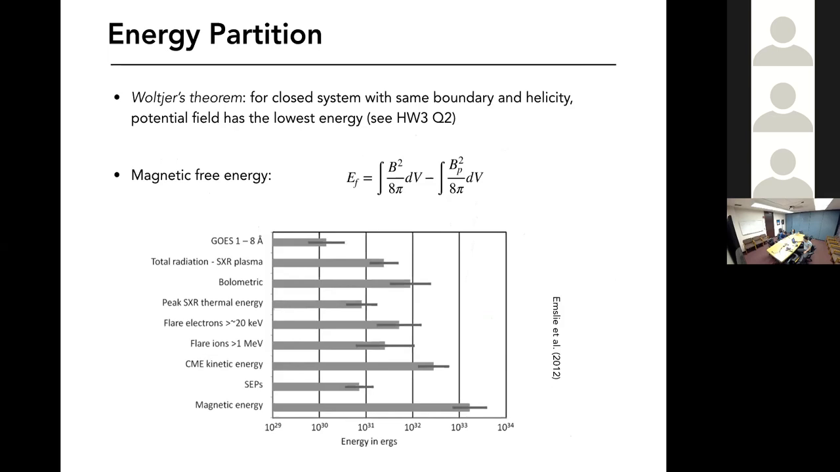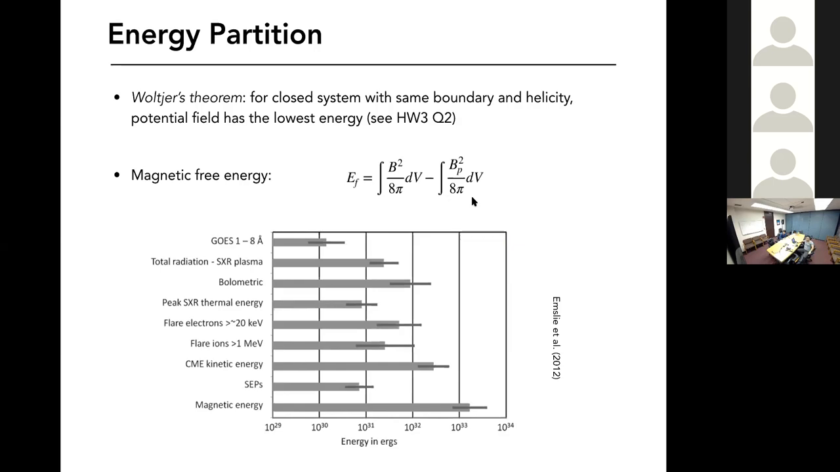The energy: I mentioned Poynting's theorem. You are actually going to try to prove that. It's not that difficult if you actually sit down and work it out. And the magnetic free energy, if you have a coronal model or have coronal field measurements, you can just calculate it like that. But it's a very difficult problem, as I will show in the next lecture.